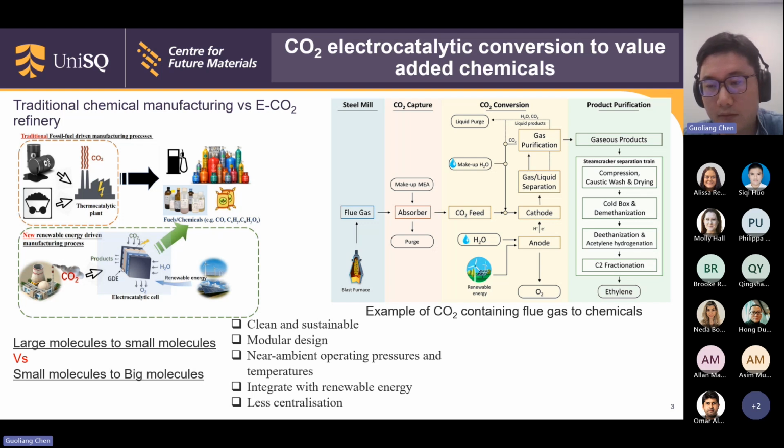CO2 can be converted to different chemicals, mainly liquid products and gas products. The liquid products are mixed with electrolytes, so we need to purify them from the electrolytes. Also the gas products are mixed, because CO2 is not 100% converted to other products. Most of the CO2 is released and remains in the gas emissions. We also need to separate the CO2 from other useful gas products like CO, methane, or ethylene.